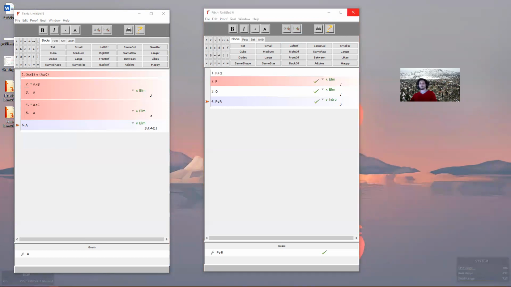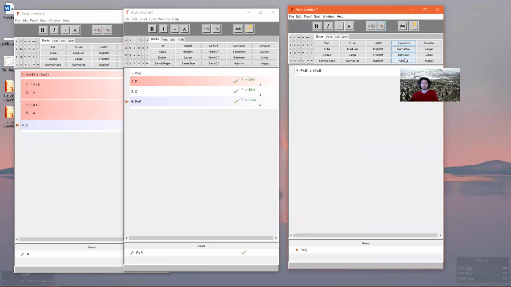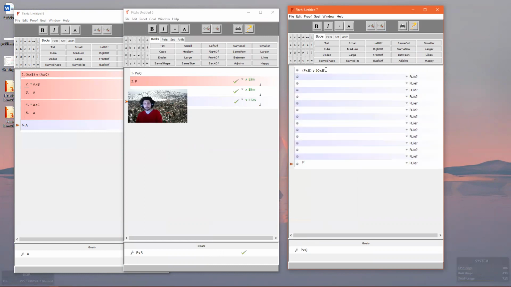Okay, last proof I want to show you guys. This one. Okay, so now I see I have one premise. I've got my one conclusion. So I'll do what I always do, which is throw in my conclusion at the very end.